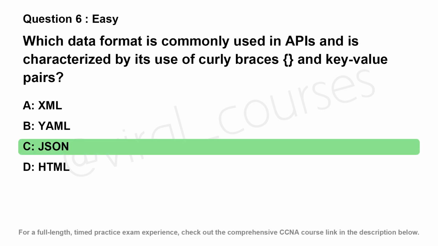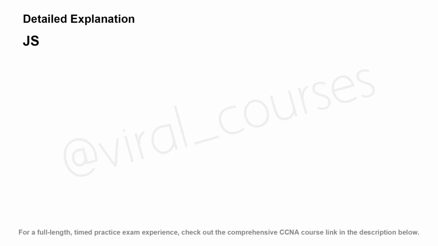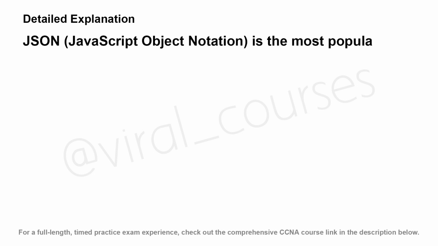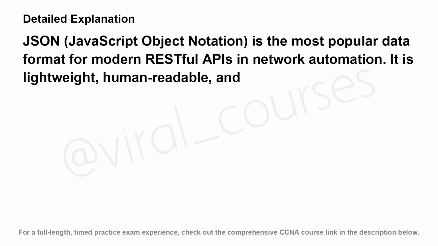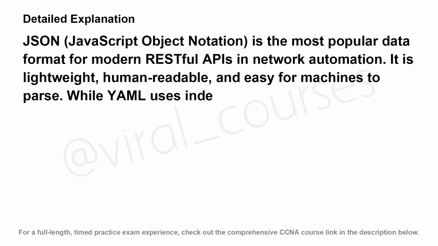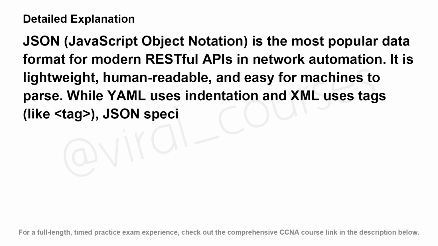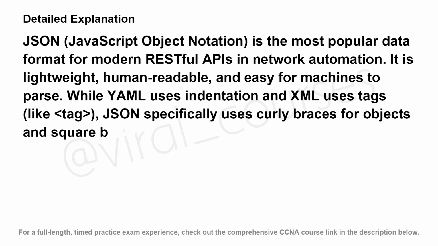The correct answer is C. JSON, JavaScript Object Notation, is the most popular data format for modern RESTful APIs in network automation. It is lightweight, human-readable, and easy for machines to parse, while YAML uses indentation and XML uses tags, like less than tag greater than. JSON specifically uses curly braces for objects and square brackets for arrays.